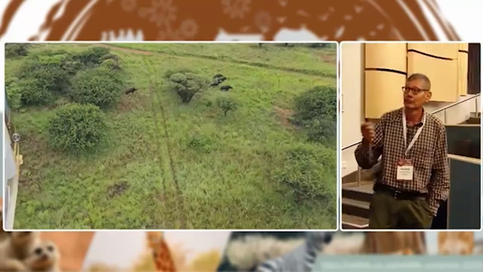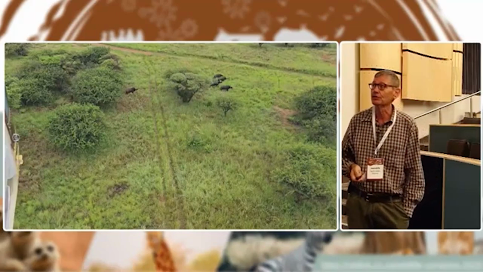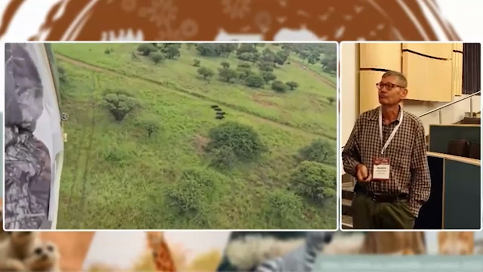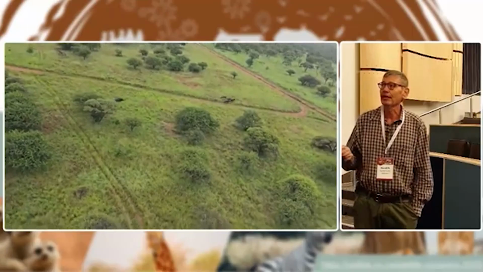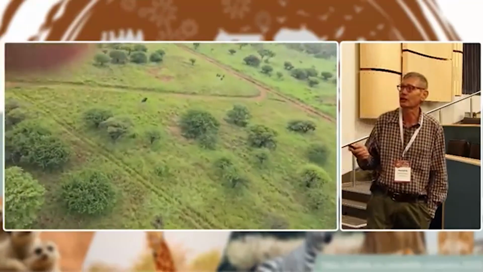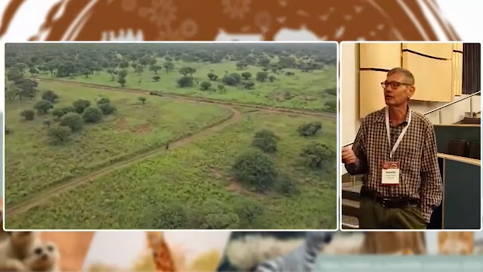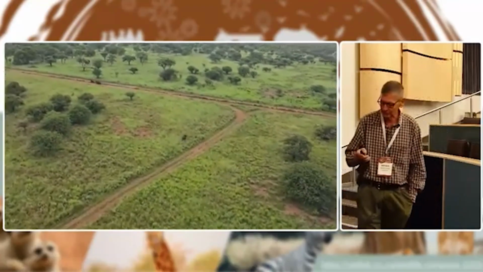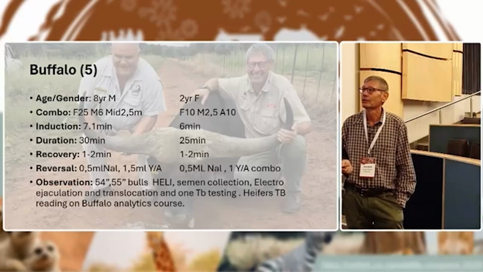Buffaloes. This is a buffalo bull, a 55-inch bull I darted 2 weeks ago, and that was done from the helicopter. And you can see the typical reaction. This was 6 minutes 48 after the dart. It's a half-mil dart into that animal. It's a very big-bodied bull as well. And it just went down in just over 7 minutes. That's the bull.